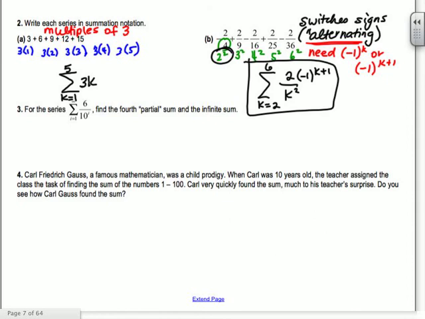All right, fourth partial sum. It says for the series, find the fourth partial sum. Notice how it goes from i equals 1 to infinity.